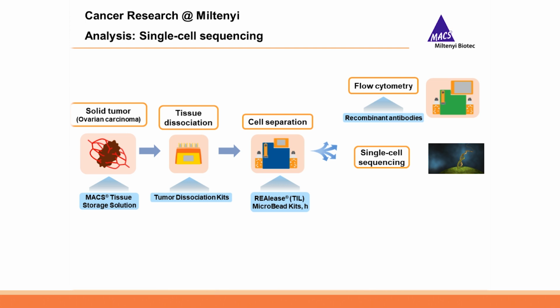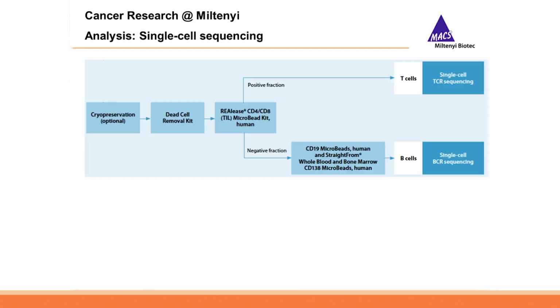In addition, we were interested in performing RNA-seq and immune profiling of T and B cells infiltrating this tumor sample. We cryopreserved an aliquot of the dissociated tumor, and at a later time point, we thawed our sample and removed the dead cells using the dead cell removal kit. We then used the Realis CD4-CD8 TIL microbeads to isolate T cells for single-cell TCR sequencing and RNA-seq.